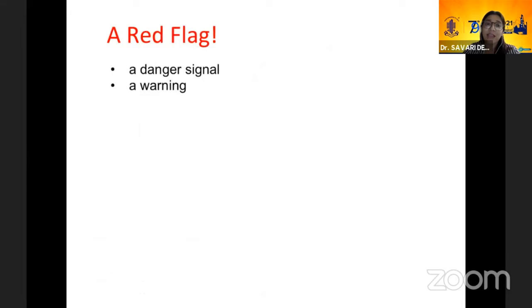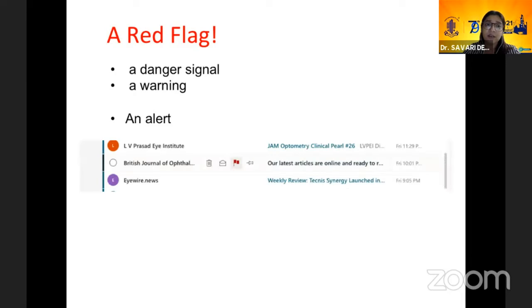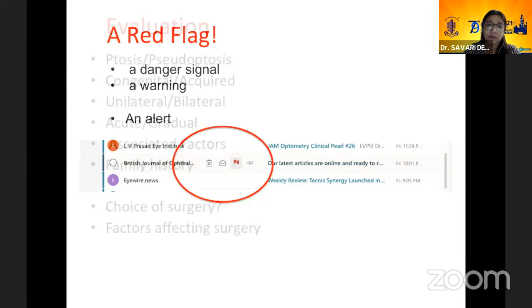So what is a red flag? A red flag is basically defined as either a danger signal or a warning, but it can also mean that it alerts you to something and not necessarily a danger or warning leading to something bad. It can be a prior alert. And often we flag our mails just to let us know that this is not dangerous, but it's important.